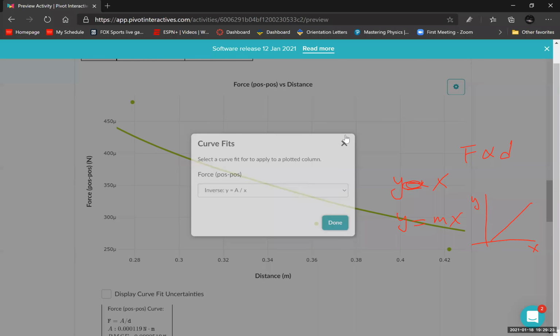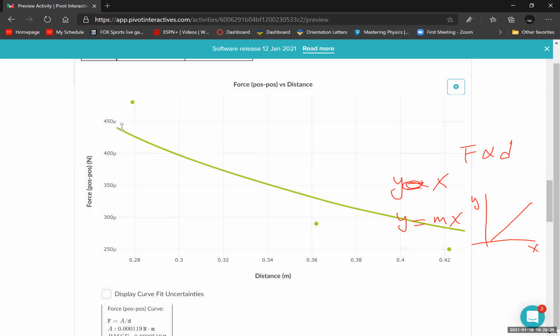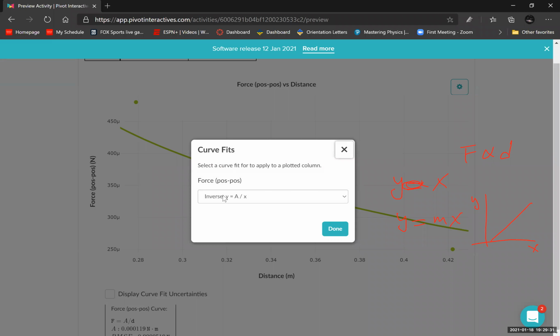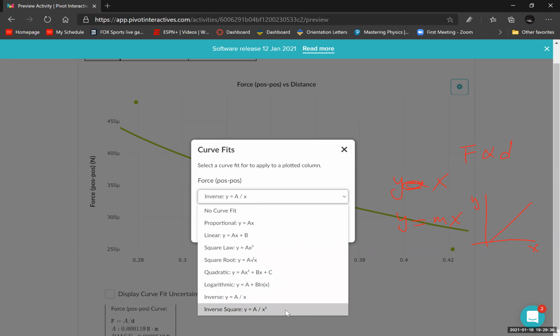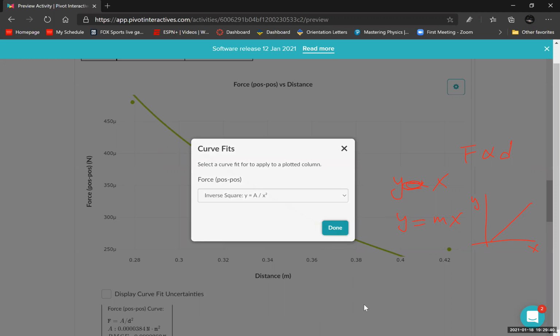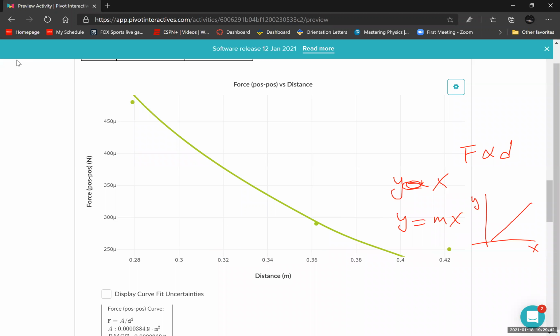Well, this is getting a little bit closer. See, in this case Y is force and X is distance, and it's looking at whether force equals something over X. Well, not really. But for example, if I do Y equals A over X squared, more or less, I'm already getting closer and closer to the fit. Remember, I only took 3 out of possibly 10 or 11 data points. So your graph will definitely look much better if you do that.